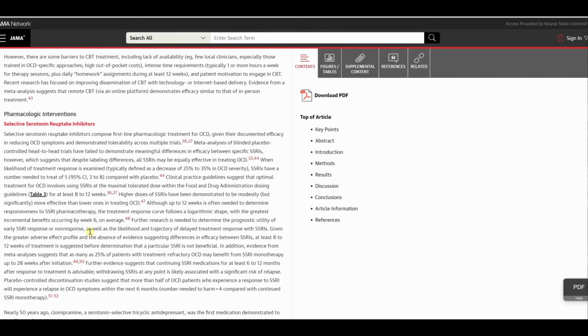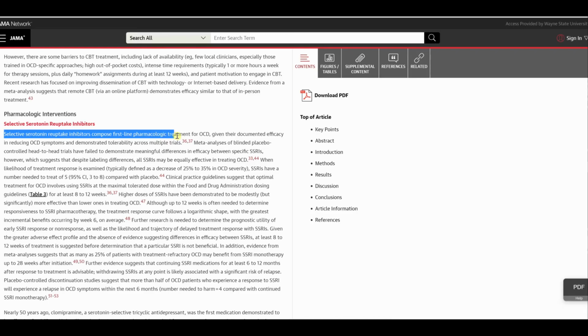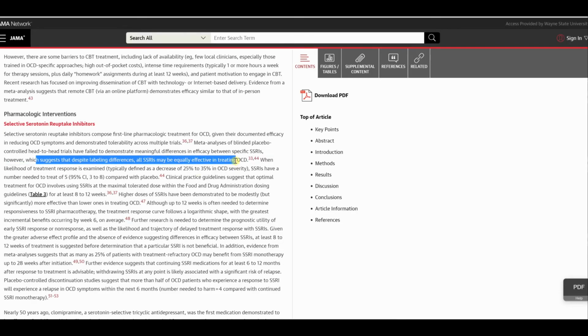And what they found here, based on their evidence review, is that selective serotonin reuptake inhibitors compose the first-line pharmacologic treatment for OCD given their documented efficacy in reducing OCD symptoms and demonstrated tolerability across multiple trials. Meta-analyses of blinded placebo-controlled head-to-head trials have failed to demonstrate meaningful differences in efficacy between SSRIs, however, which suggests that despite the labeling differences, all SSRIs can probably be treated as equally efficacious for treating OCD.